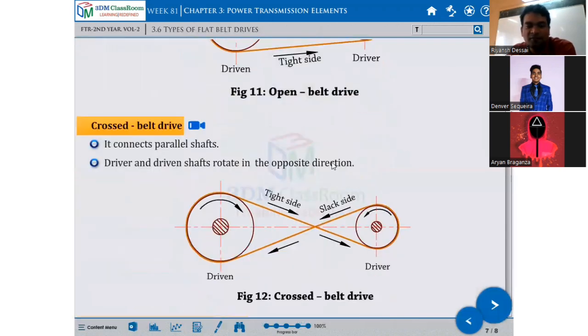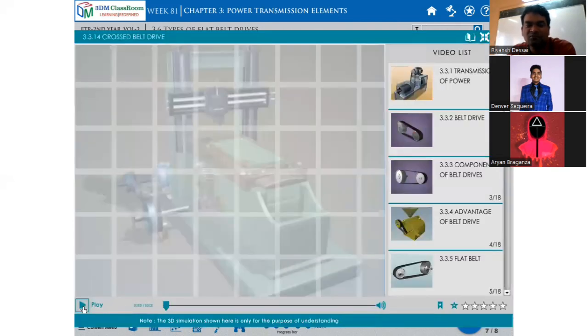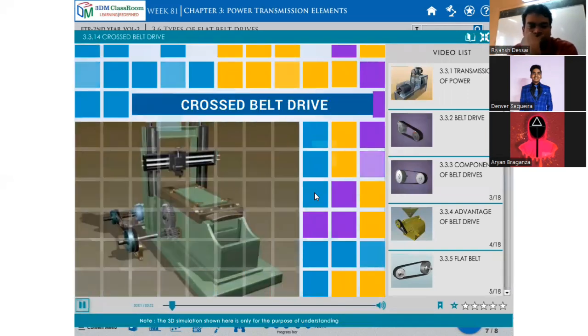Then cross belt drive. Here this rotates clockwise and this you require anti-clockwise. So this is a driver here, this is a driven here. So this rotates anti-clockwise. This rotates clockwise. It connects the parallel shafts, driver and driven shaft rotate in the opposite direction. Cross belt drive.